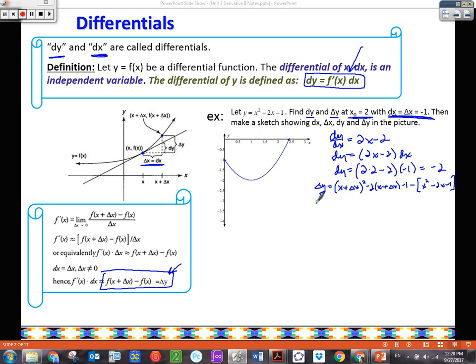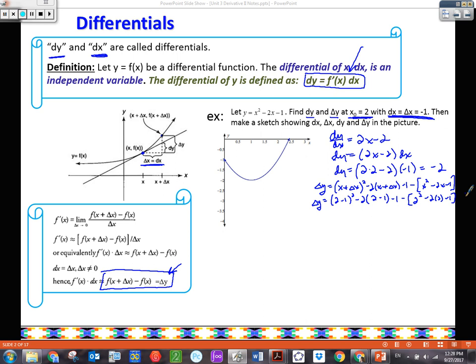So delta y is going to be, so x is 2. So basically 2 plus a negative 1. So 2 minus 1 squared minus 2 times x, again x is 2, and delta x is negative 1. Okay, so we're just plugging numbers in. We're getting ready to just do arithmetic. So x we just said is 2, so that's going to be 2 squared minus 2 times 2 minus 1.